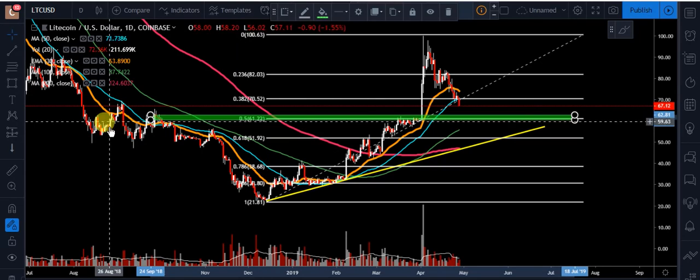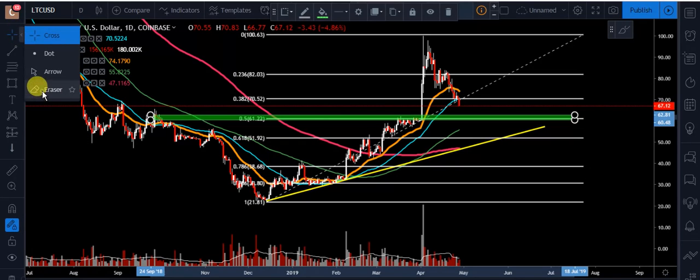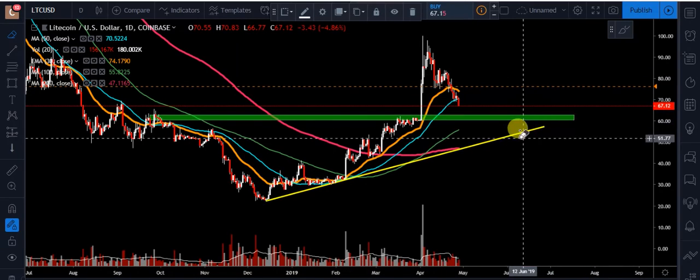Old resistance, this was our old resistance. We're making the move here. We want to see it become new support. I cannot overemphasize that enough. Old resistance becoming new support is very bullish. Okay, so let's get this off here.